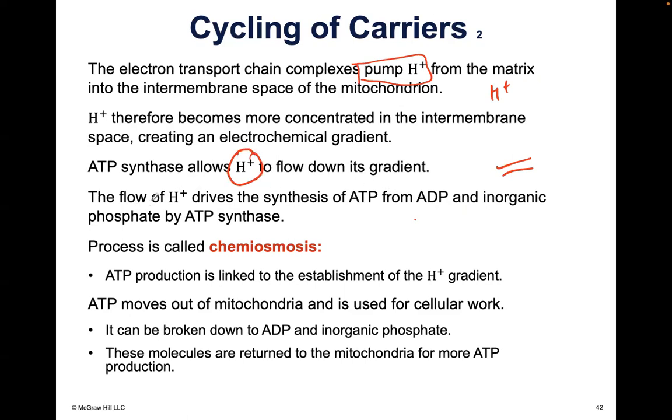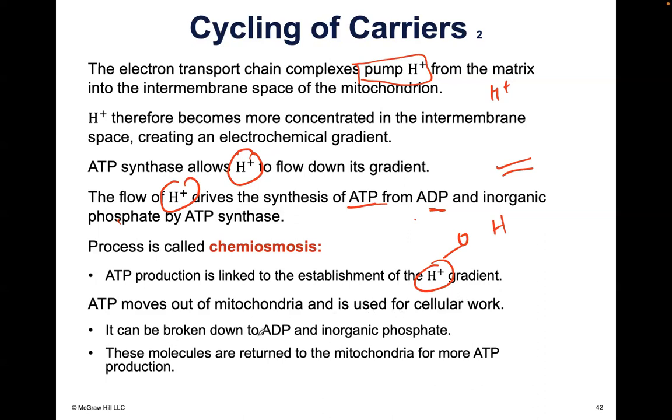Because it needs to produce more ATP, the flow of hydrogen ion drives the synthesis of ATP from ADP and inorganic phosphate by ATP synthase. And this process is called chemiosmosis. ATP production is linked to the establishment of the hydrogen ion gradient. Since you have a high gradient of hydrogen ion in the intermembrane space, ATP is produced, moves out of the mitochondria, and is used for cellular actions in the cell.